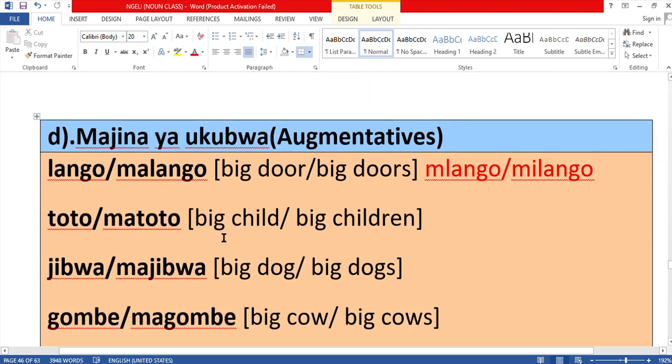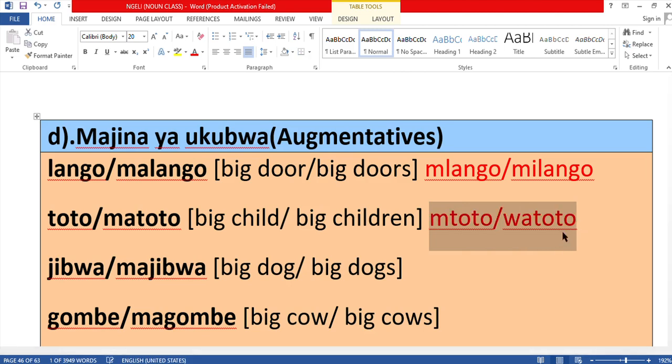Toto, matoto. So the normal word for toto is mtoto, okay? And the plural is watoto. So don't get confused. Mtoto. I don't know why it's written that way, but it's mtoto. Then plural here is watoto. But here in this part, toto, matoto. This one we don't use it here.